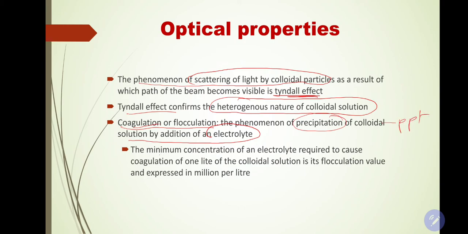And the minimum concentration of an electrolyte required to cause the coagulation of 1 liter of colloidal solution is its flocculation value. What is flocculation value? Flocculation value is the minimum concentration of an electrolyte required to cause the coagulation of 1 liter of colloidal solution. So this was all about the optical properties. We have seen some of the important properties.